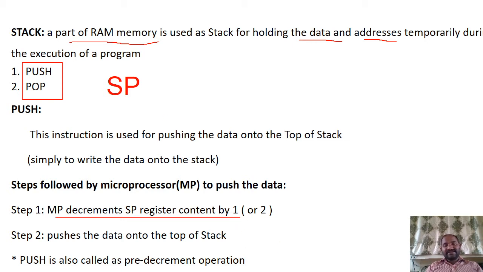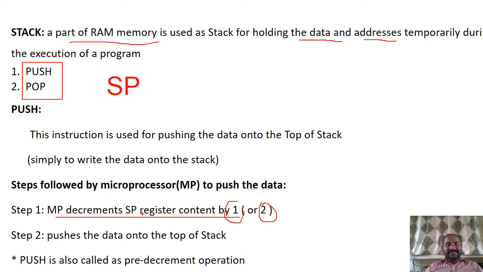That particular address available in the stack pointer is going to be decremented by 1 or 2. That depends on whether you are writing 8-bit data or 16-bit data onto the top of the stack. If it is 8-bit data, the stack pointer is decremented by 1. If it is 16-bit data, the stack pointer is decremented by 2 in order to hold the 16-bit data.